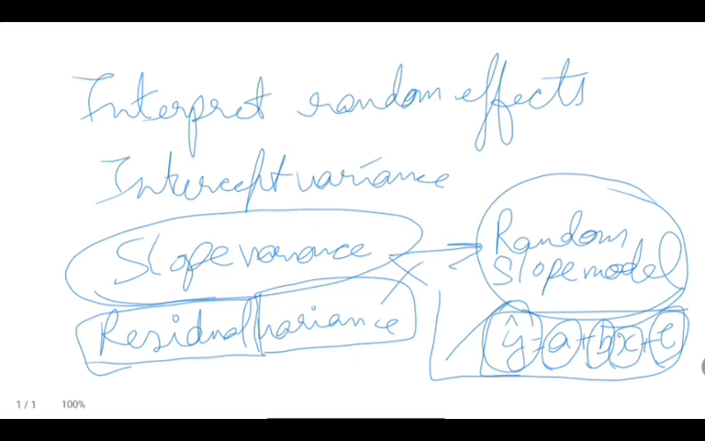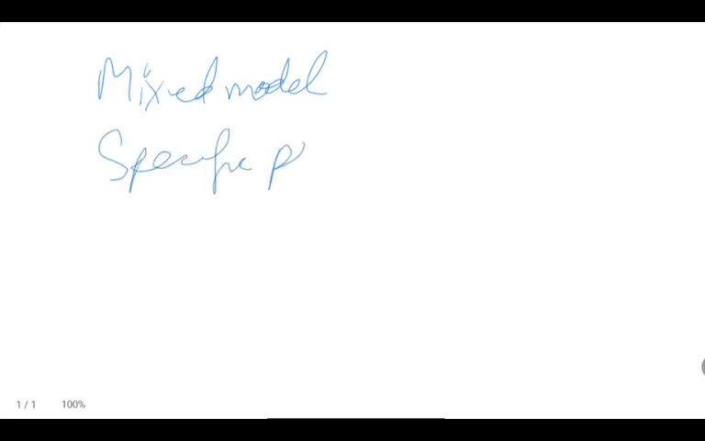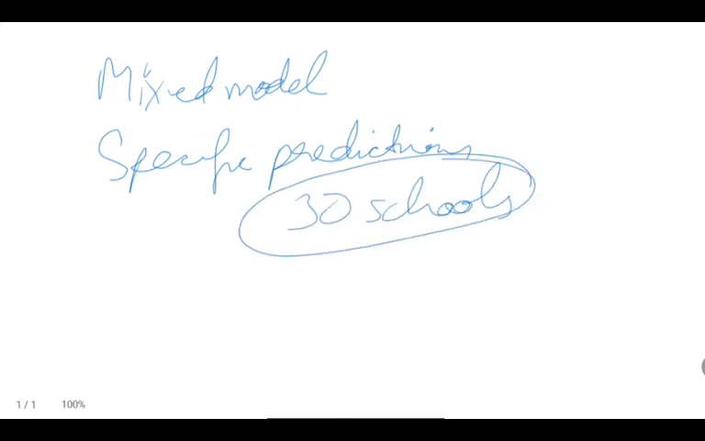Now, after this, we have interpreted the results of random effects. Next, we extract and visualize school specific lines. So the mixed model helps us to calculate specific predictions for each of the 30 schools, which are known as empirical Bayes estimates. So specific predictions can be estimated for each of the 30 schools through mixed level modeling, right?